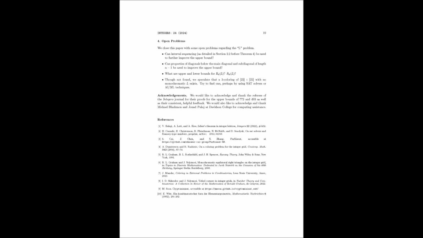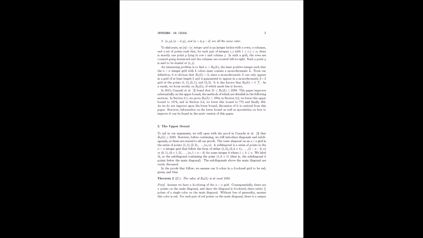So this paper, what's the big question they're trying to answer? Well, it boils down to this. How big does a grid have to be before you are absolutely guaranteed to find a specific pattern, no matter how you color it? And the pattern in this case is an L shape formed by 3 points.